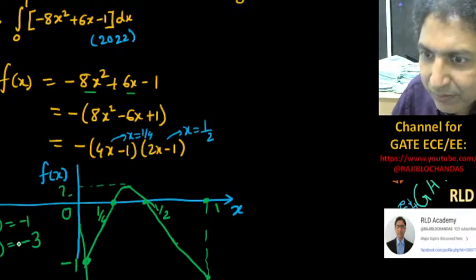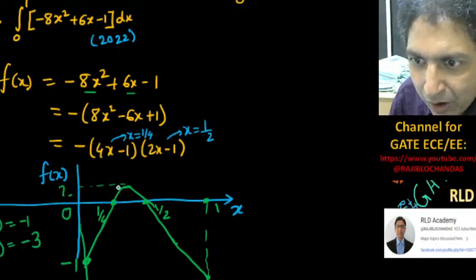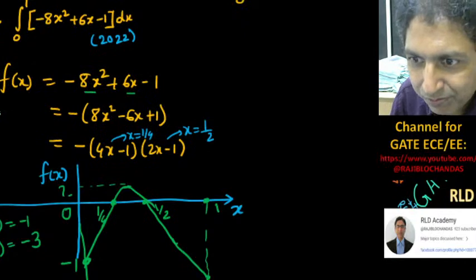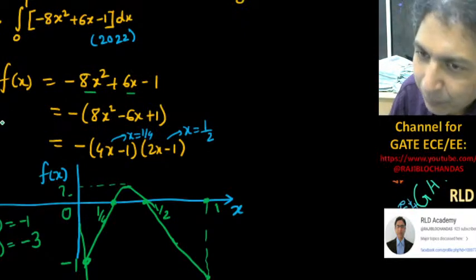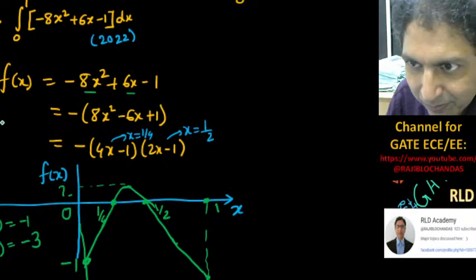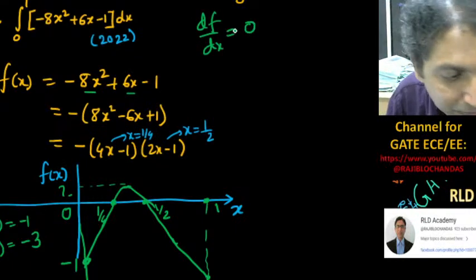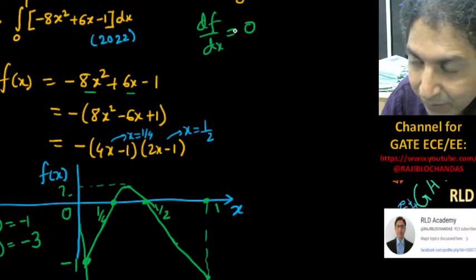So now you see the problem here, and how to find the maximum value? You will take the derivative, df/dx, and put it equal to 0. At that point you will get the maximum. So first df/dx equals 0, solve for that one. This is a critical, difficult problem. So can you solve it?